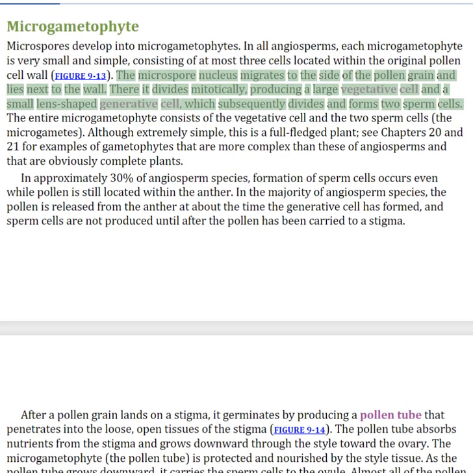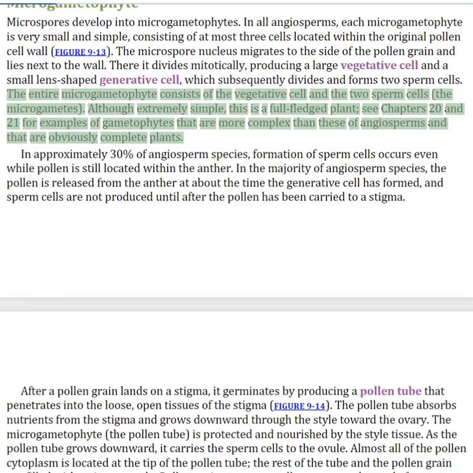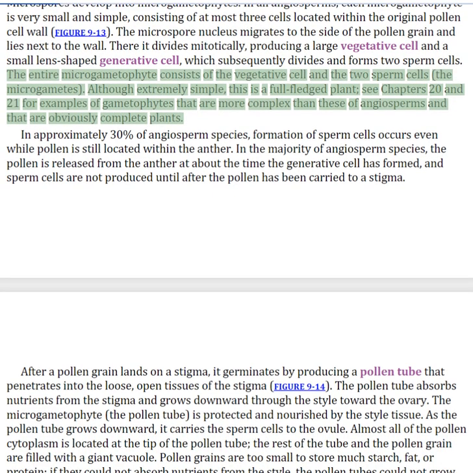The microspore nucleus migrates to the side of the pollen grain and lies next to the wall. There it divides mitotically, producing a large vegetative cell and a small lens-shaped generative cell, which subsequently divides and forms 2 sperm cells. The entire microgametophyte consists of the vegetative cell and the 2 sperm cells. Although extremely simple, this is a full-fledged plant.